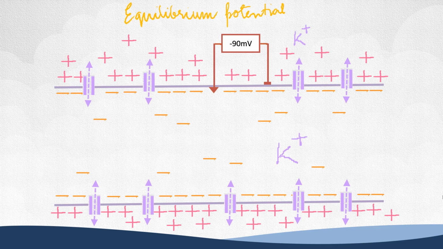The neuronal membrane potential is minus 70. This indicates potassium is not the only ion moving across the neuronal membrane. Other ions like sodium may also be involved.